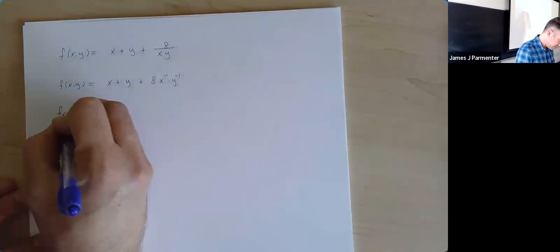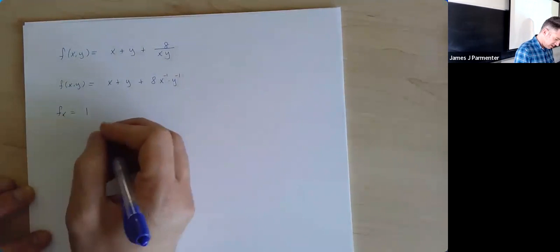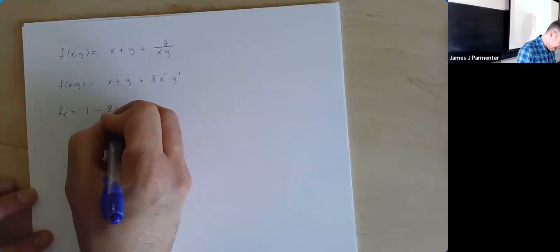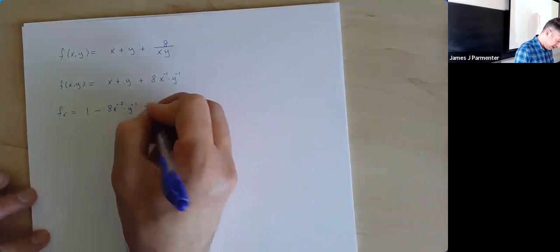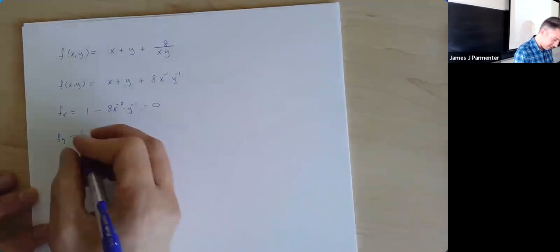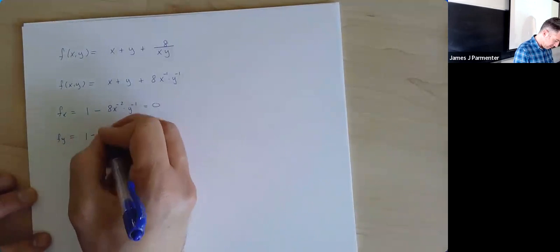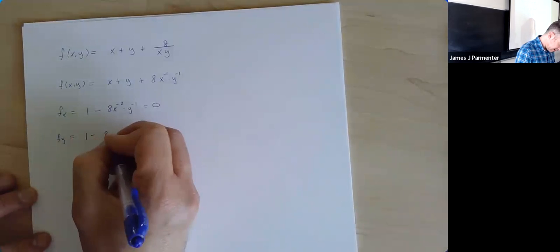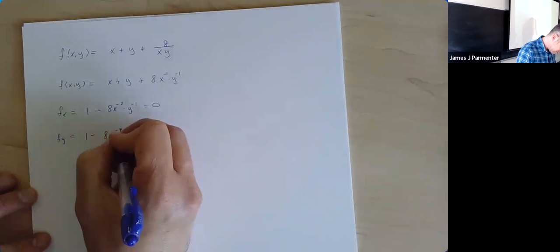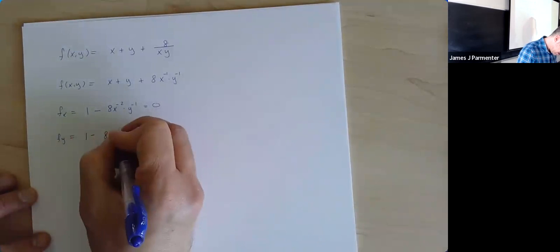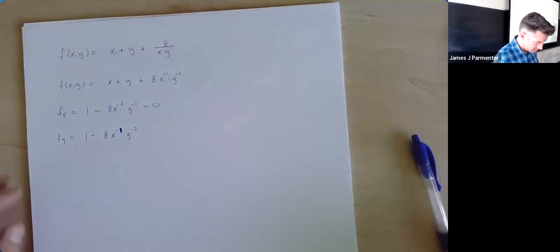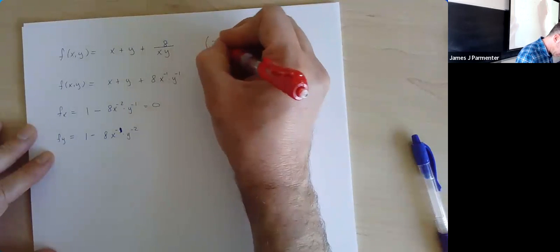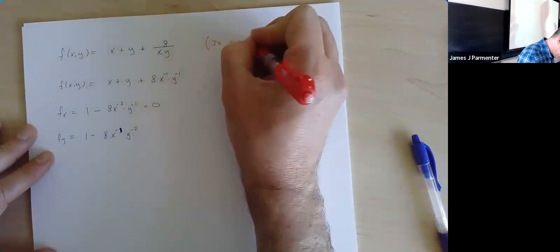So my partials: fx is going to be 1 minus 8x to the negative 2 times y to the negative first. That seems terrible. And fy is going to be similar. Oh, here's a cool thing to see. fy is going to be 1 minus 8 times x to the negative first times y to the negative second. But there's something worth observing here, which is why I said this word. This function is, what we would say, symmetric in x and y.